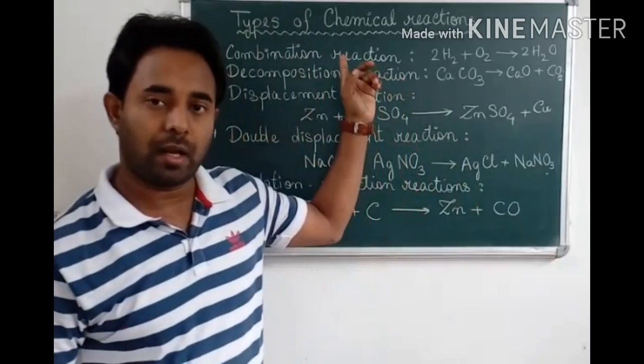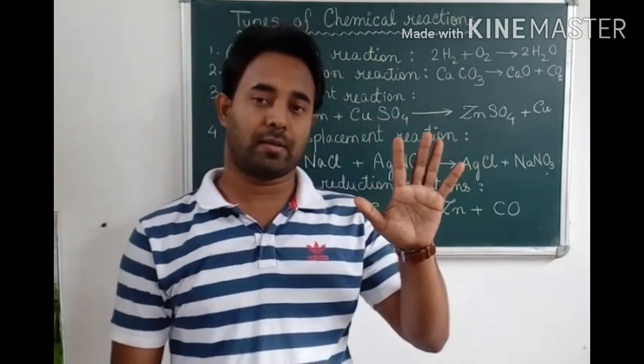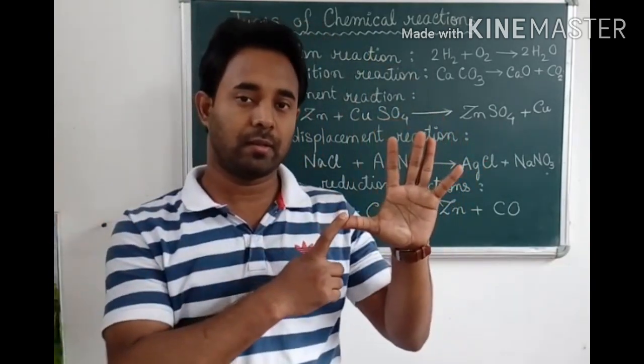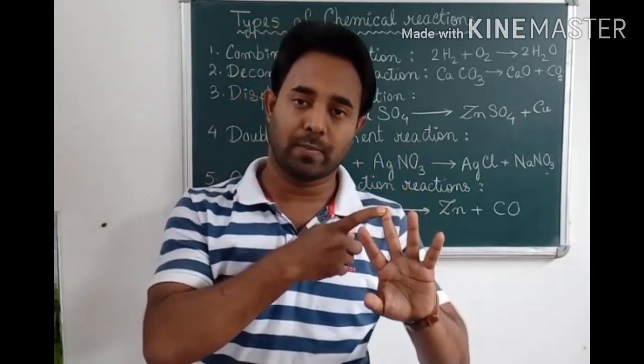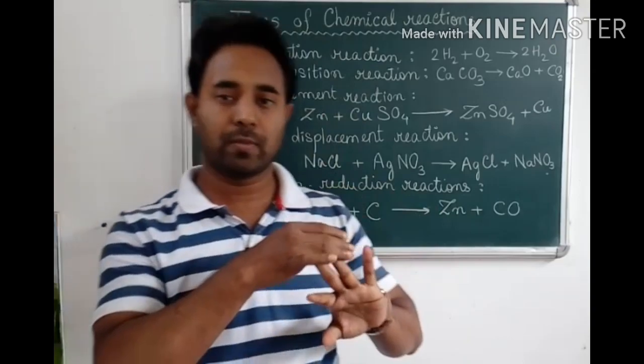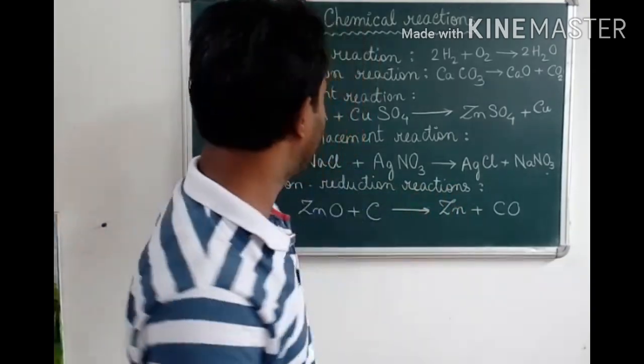Today I'm going to cover a topic from class 10 science from the NCERT syllabus. Today's topic is types of chemical reactions. Basically, there are 5 types of chemical reaction. First is combination reaction. Secondly, decomposition reaction. Thirdly, displacement reaction. Fourthly, double displacement reaction. And fifthly, oxidation reduction reaction.